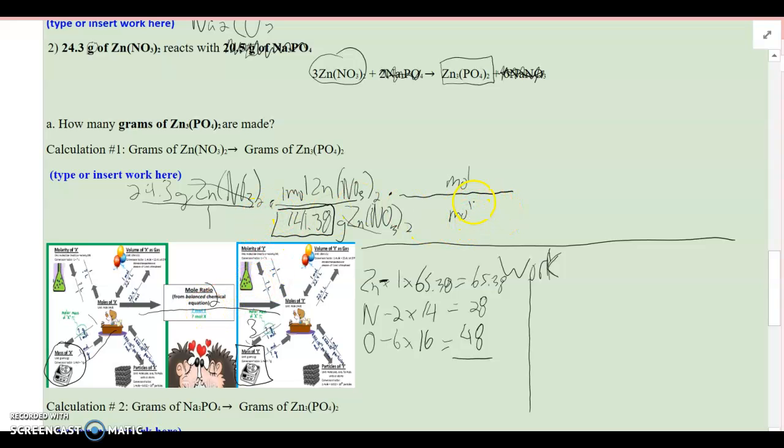So I started with VN3O2. Let's go on the bottom, and then what am I looking for? Let me go back to my question here. Zn3PO4 twice. I'm going to put that on top.